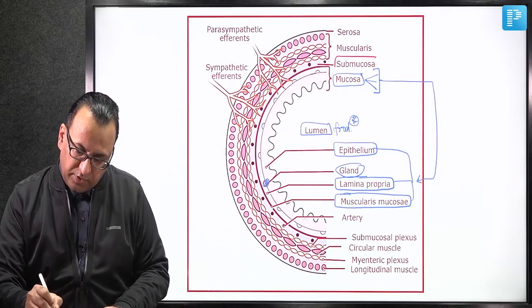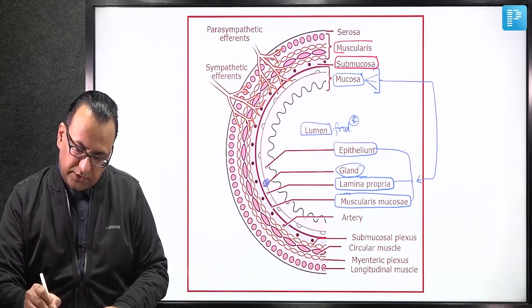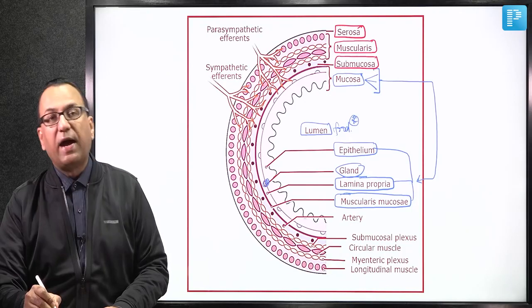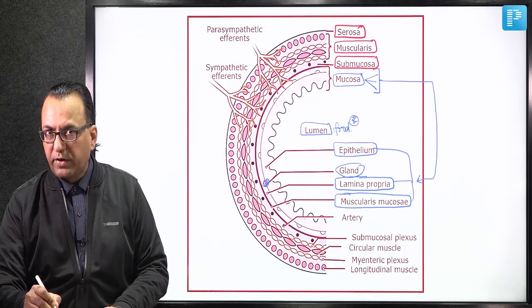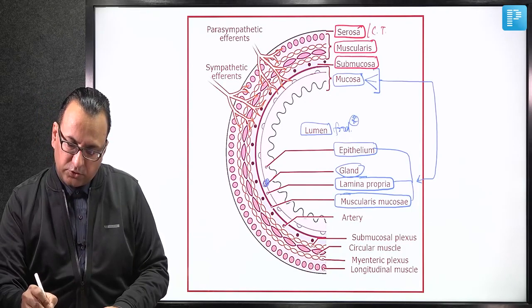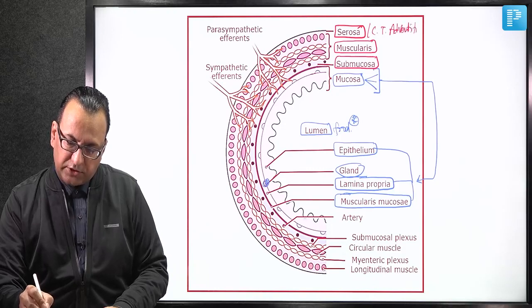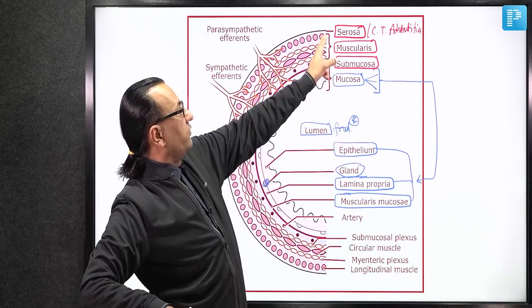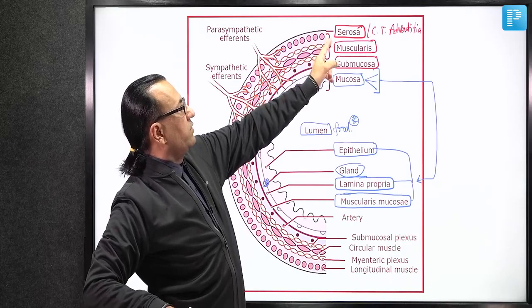And exterior to the submucosa is the muscularis externa. The outermost is serosa if you have peritoneum. If you do not have peritoneum, then we will call it connective tissue adventitia. As we mentioned, in the esophagus, most of the tube is lined by connective tissue adventitia.